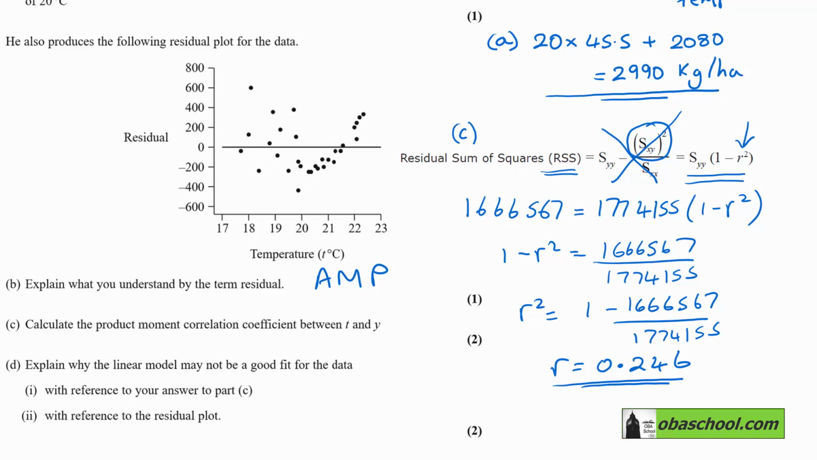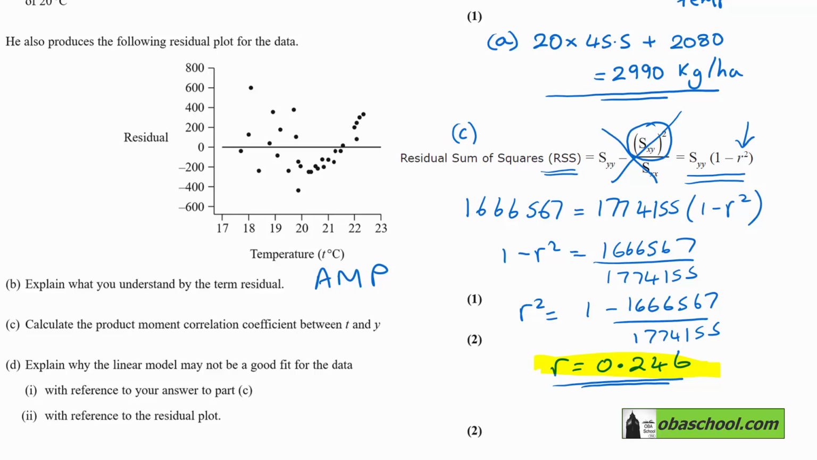In part D, we're asked to explain why the linear model may not be a good fit for the data, firstly with reference to our answer to part C, which is this. This is quite a low correlation coefficient, and that implies poor linear correlation. So that would be a reason why that may not be a good fit with regard to that answer.